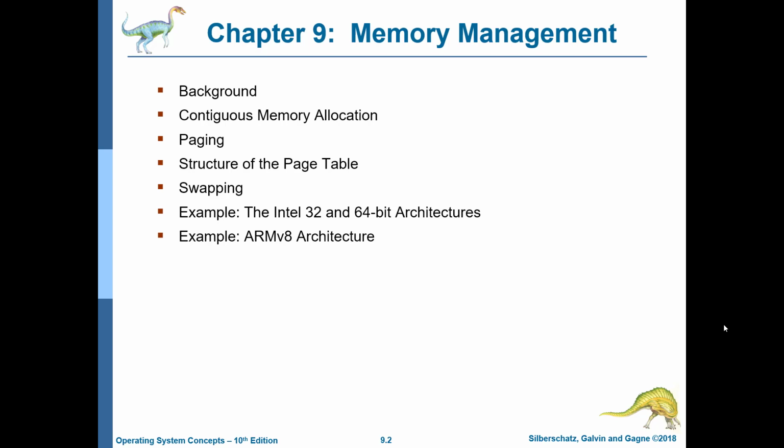So there are two ways that memory is allocated in modern operating systems. So we have contiguous memory allocation and we have paging. So then we will discuss the structure of the page table, some page swapping algorithms. And finally, we'll discuss a few real-world examples that include the Intel architectures and the ARM architecture.